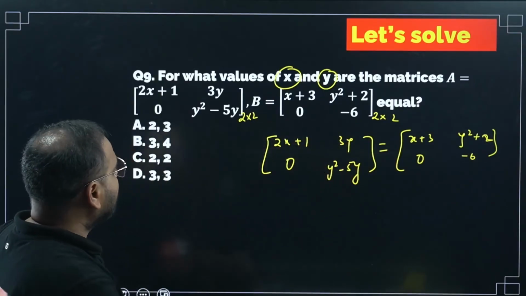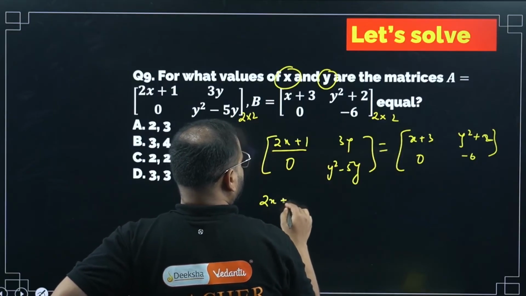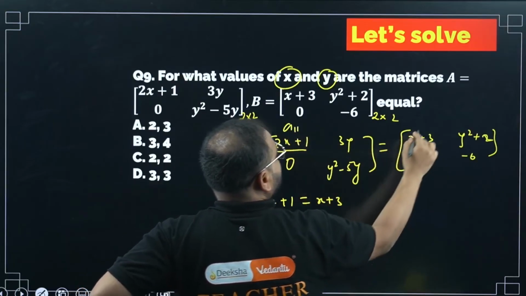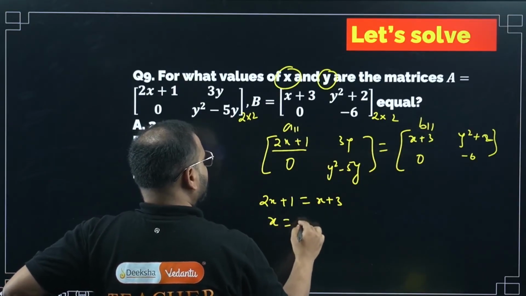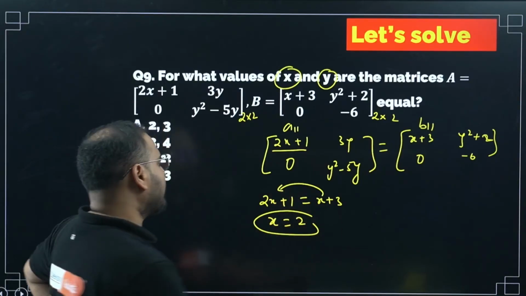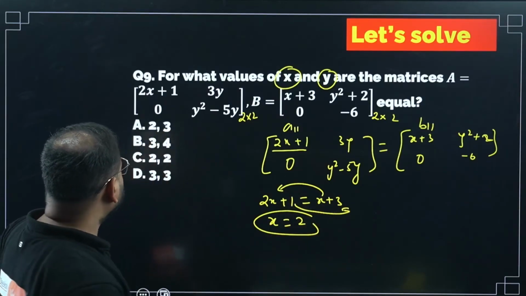Okay, visible. Compare for x. You can compare a11, b11. So 2x plus 1 equals x plus 3. This is my a11, this is my b11. X will be equal to 2. How, sir? Bring x over here. 2x minus x is just x, and 1 there, minus 1, so becomes 2. So x is 2. X is 2 in which option?